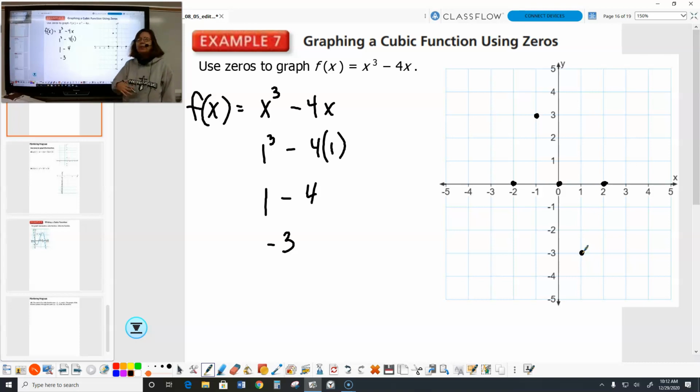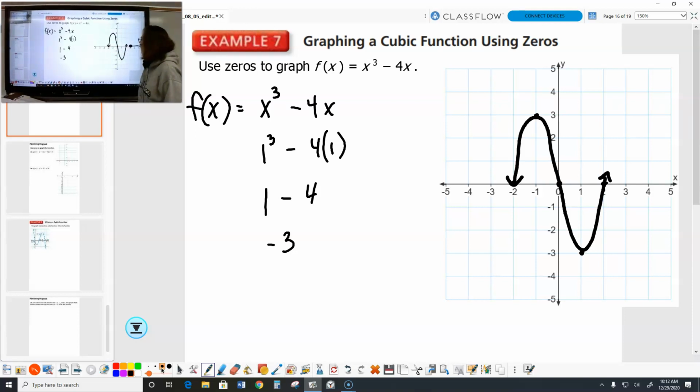Okay, now we're going to join all of these together with a smooth curve. All right, so we're going to start here, and we're going to go up and make a smooth curve here, and we're going to go down and make a smooth curve there and go up. And we'll put our little arrows on the ends, and that is what a cubic function looks like.